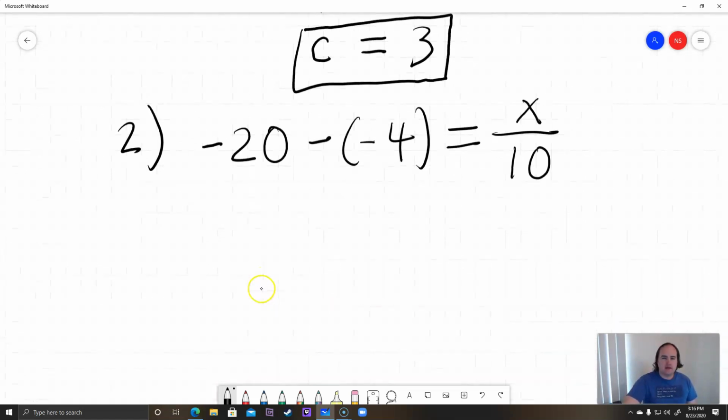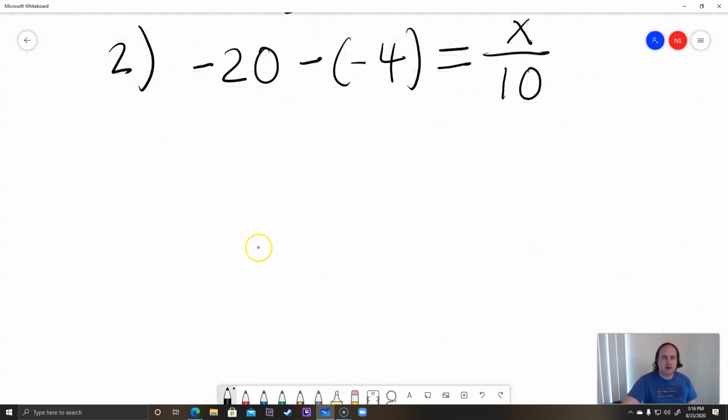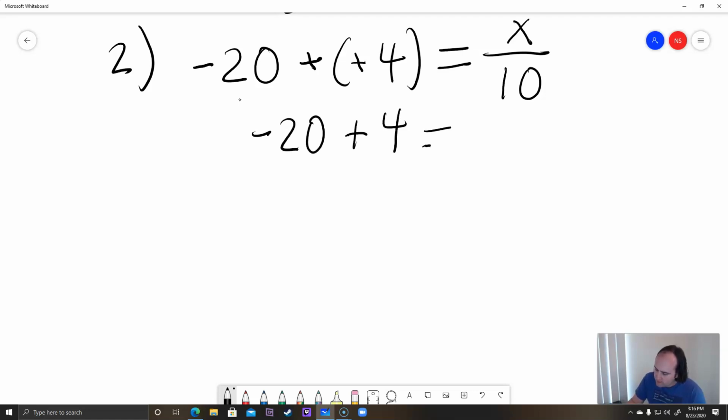All right, so what did I say you're supposed to do first? What's that? Distribute and combine like terms. Well, here there's nothing to distribute, but we can combine like terms. So on the left side, what happens when you have two minuses multiplied together? Well, they make a plus. So this minus negative 4 is actually going to simplify to plus 4 on the left side. So we have negative 20 plus 4 equals x over 10.